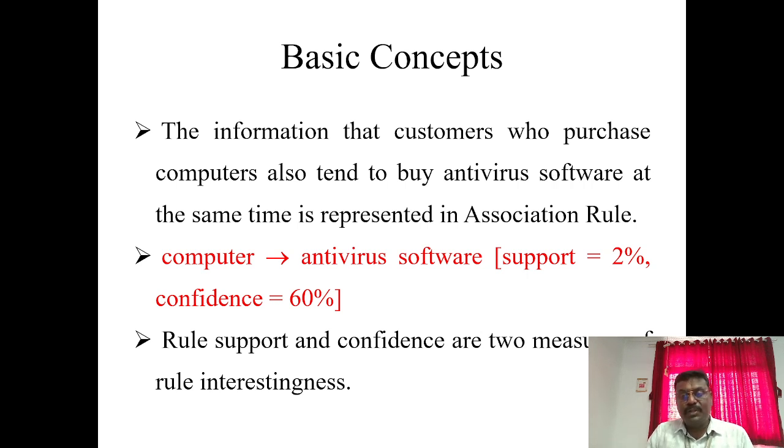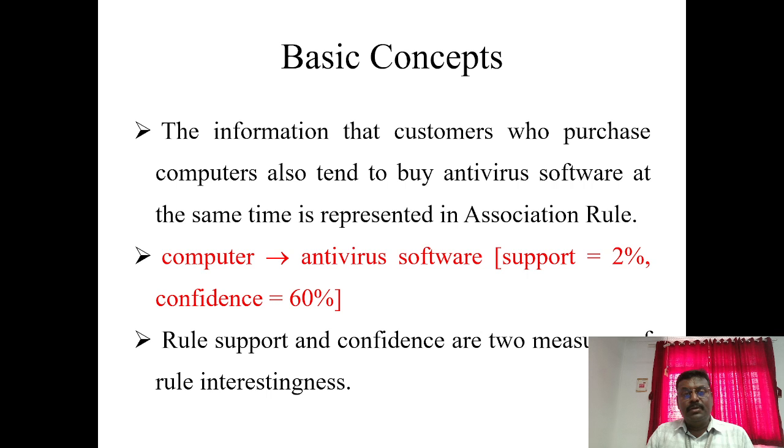With association rules, you look at whether a customer can purchase the product, and there are two levels: one is the support level and another is the confidence level. Based on these two levels, the association rule is created. For example, the information that customers who purchase a computer also tend to buy antivirus software at the same time is represented in an association rule.